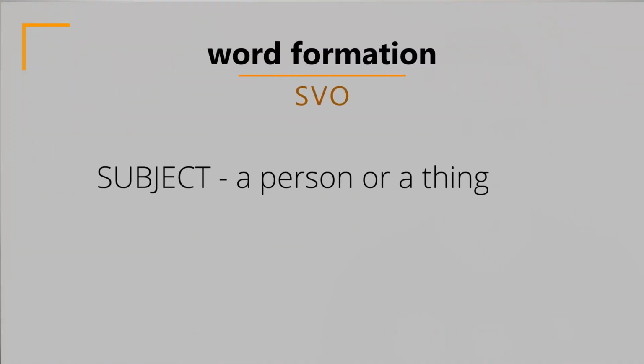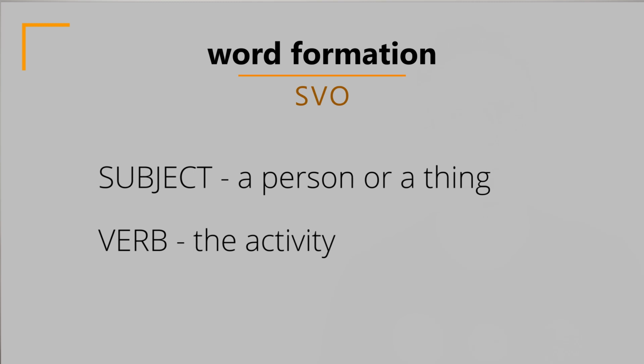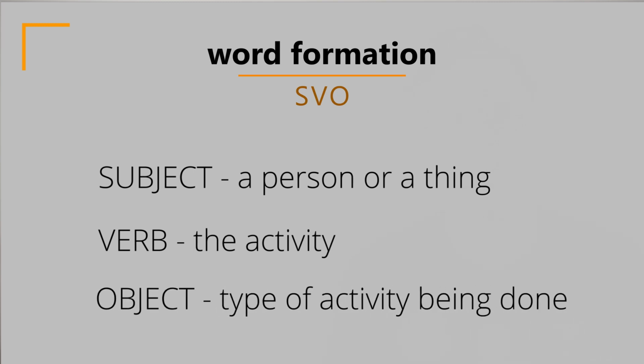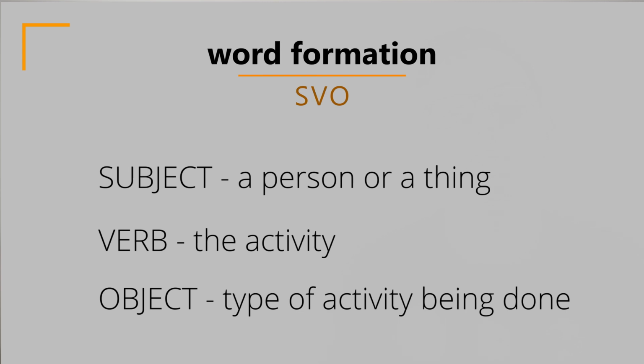Simple, isn't it? Now you're probably asking yourselves, okay, but how do I know which is which? English is a very simple language and it follows a very popular and simple sentence pattern, which is SVO, which stands for subject, verb, object. Subject is usually a person or a thing. Verb is the activity they're doing. And object is the type of activity which is being done.